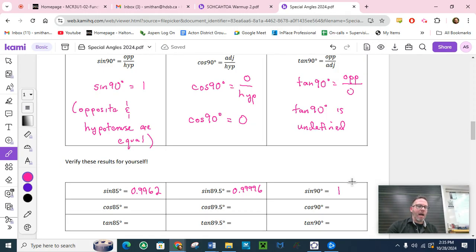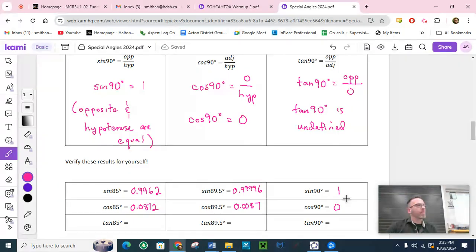You should see something similar happening with cosine. As that gets close to 90, they should be getting close to 0. 85 cos, 0.0872. 89.5 cosine. Oh yeah, super small. 0.0087. And then of course cos 90 is 0.